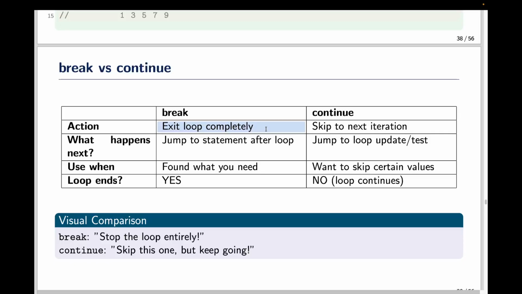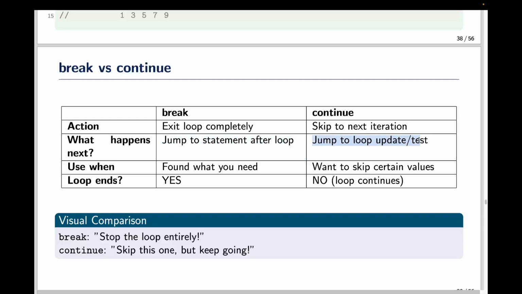Break exits the loop completely and instantly, wherever it is. Continue only skips that iteration, and skips all the commands below it. So what happens next in break? It jumps to the statement after the loop. Whatever loop you are working with, for loop, while loop, or do while loop, it jumps to the end of the loop, as you have seen.